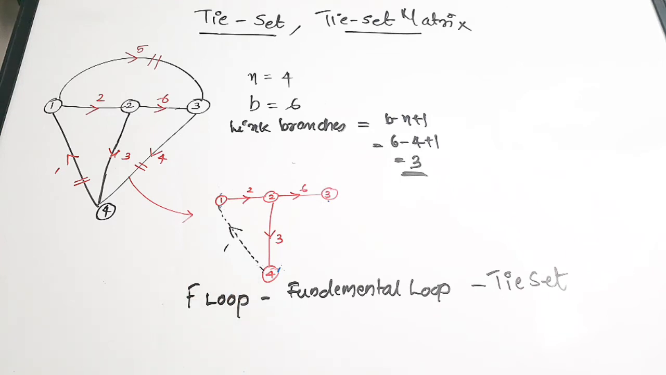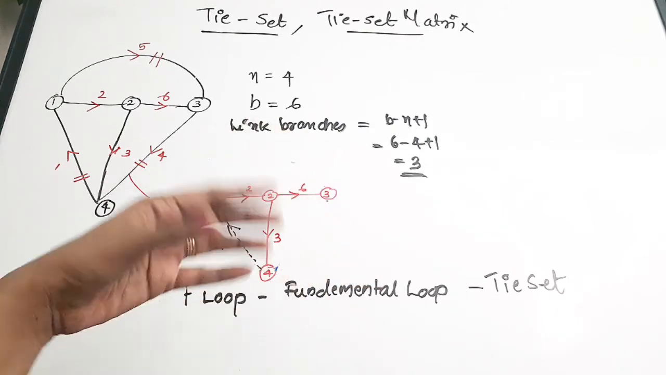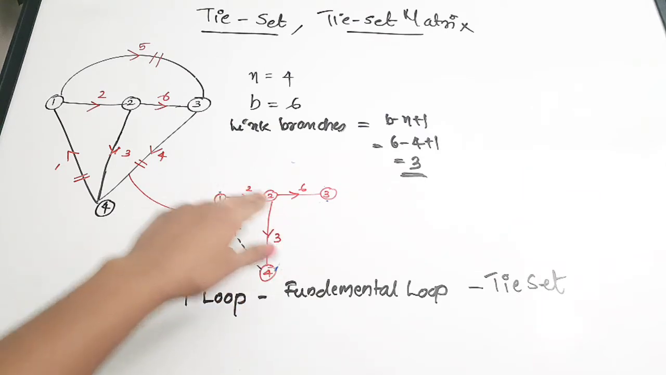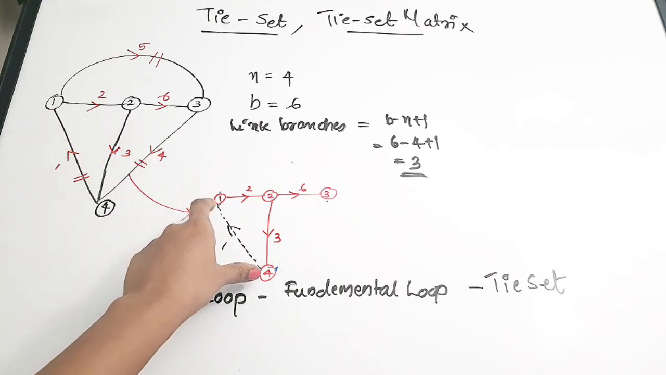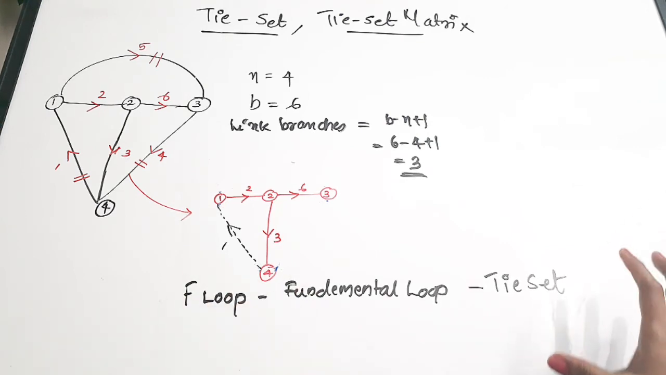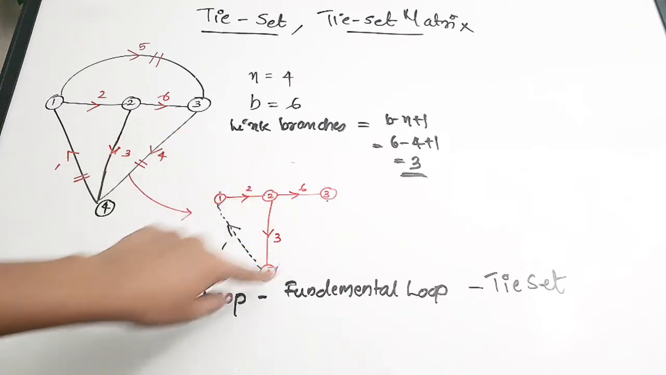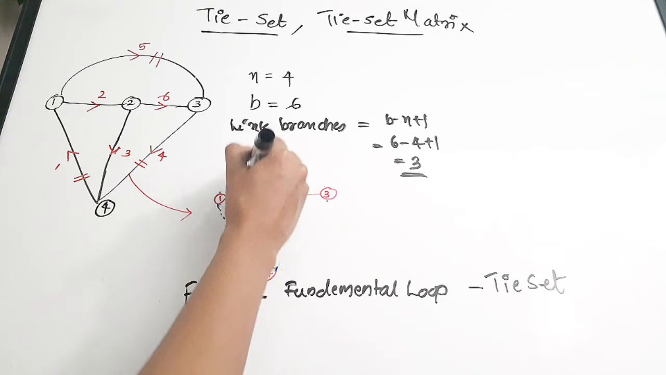When we are talking about a fundamental loop, there will be only one loop present in that structure. It is actually not a tree structure anymore because there is a closed path. But it was a tree structure, and when we put back a link branch to the tree, we got a loop there. That is a fundamental loop or an F loop. It is also called a tie set. So that is a tie set here, and this is one fundamental loop I have formed. I'm going to call this F loop 1.